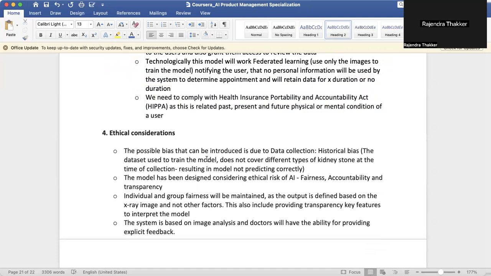Individual and group fairness will be maintained as the output is defined based on the X-ray image and not other factors. This also includes providing transparency on the key features to interpret the model, and the system is based on image analysis and doctors will have the ability to provide explicit feedback.